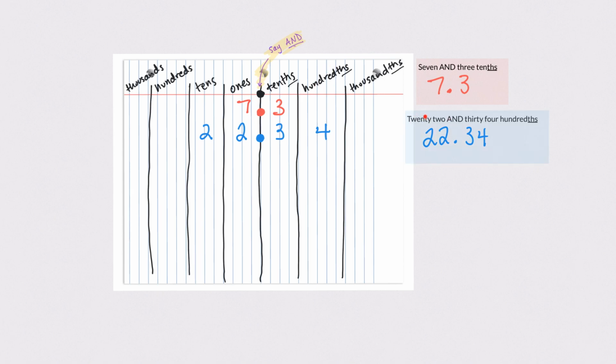Okay, and here's your word form. So we have 22 and 34 hundredths. Notice the and matches up with the decimal. On the left side, we have 22, just like we do down here, 34 here, and it ended in the hundredths place. That's how I got the TH on that hundredths there.